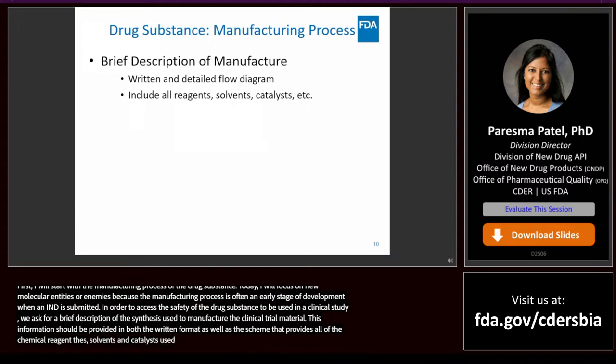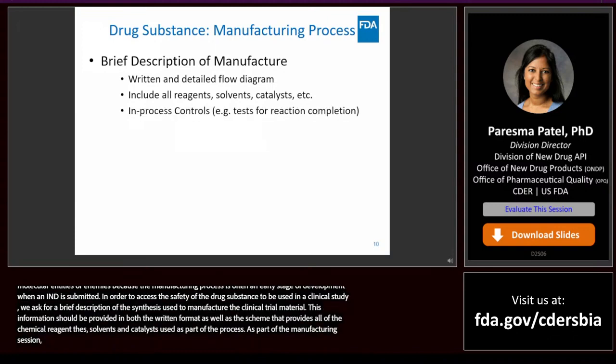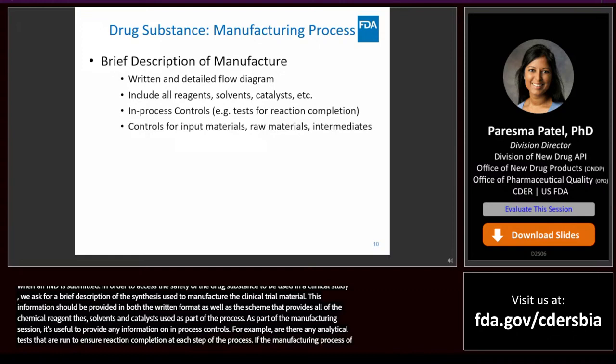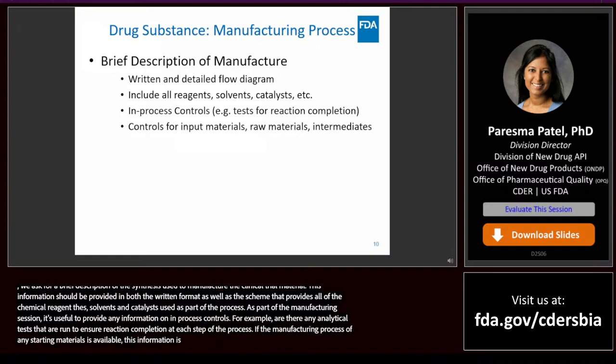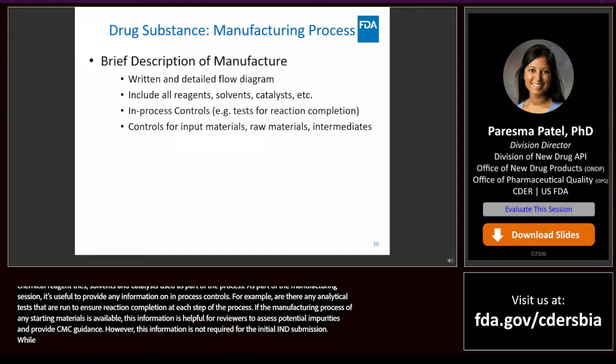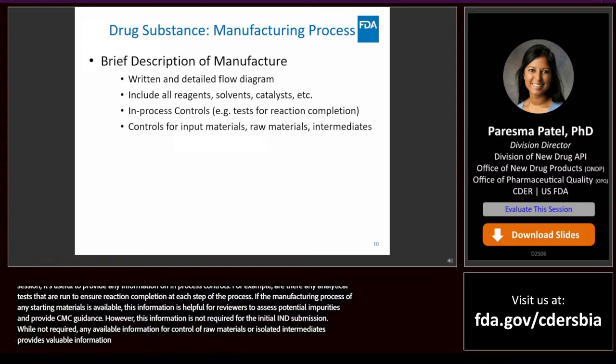As part of the manufacturing section, it's useful to provide any information on in-process controls. For example, are there any analytical tests that are run to ensure reaction completion at each step of a process? If the manufacturing process of any starting materials is available, this information is helpful for reviewers to assess potential impurities and provide further CMC developmental guidance. However, this information is not required for an initial IND submission. While not required, any available information for control of raw materials or isolated intermediates provides valuable information to reviewers to understand the points within a manufacturing process where there are opportunities to purge potential impurities.